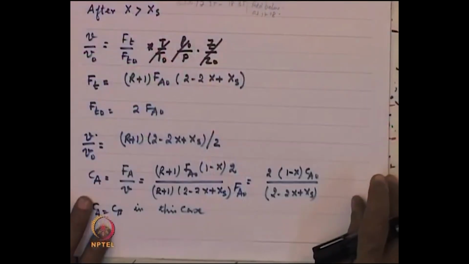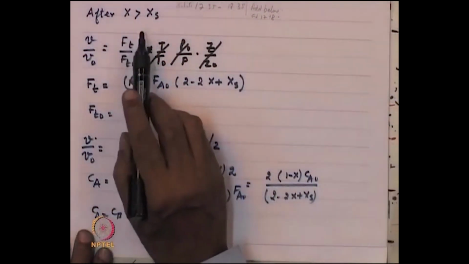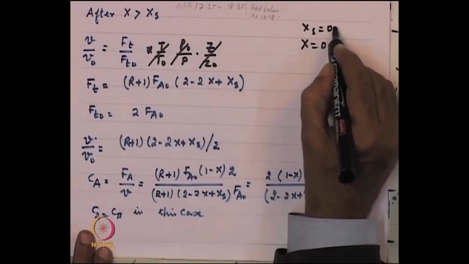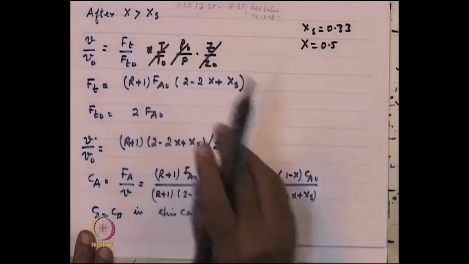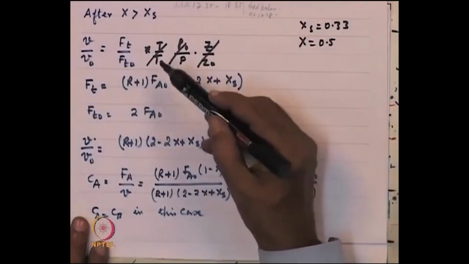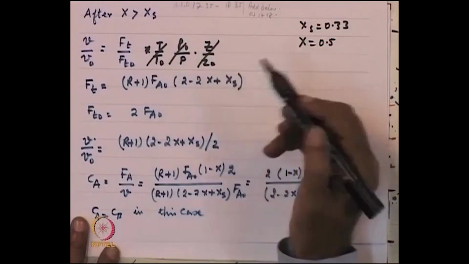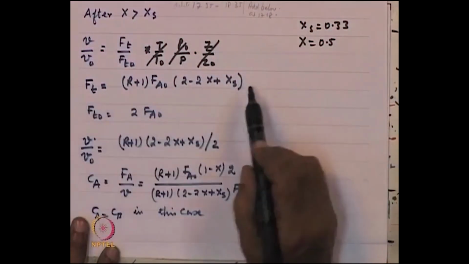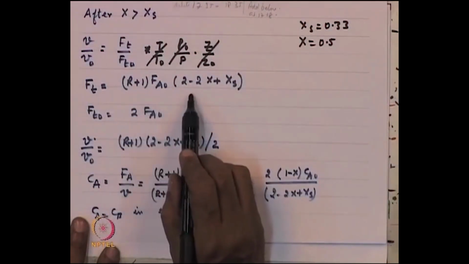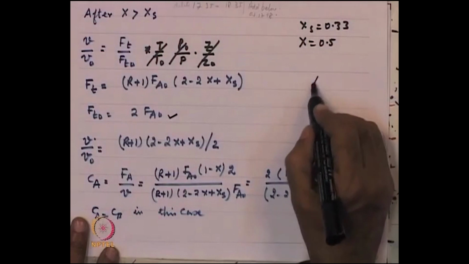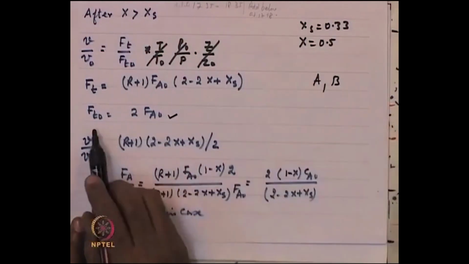Okay. Now, what is the volumetric flow V by V 0 for x greater than x s? Because our interest is x equal to 0.5 and x s being equal to 0.33, our interest is x greater than x s. We know V by V naught from the gas law: F t by F t 0, T by T 0, P 0 by P, Z by Z 0. If it is an ideal gas, we know that each of these ratios is 1. Therefore, F t becomes R plus 1 F A 0 times 2 minus 2 x plus x s, and F t 0 we are already given, it is an equimolar flow of A and B, and therefore, it is 2 F A 0.